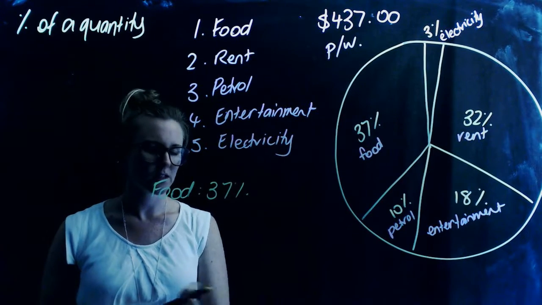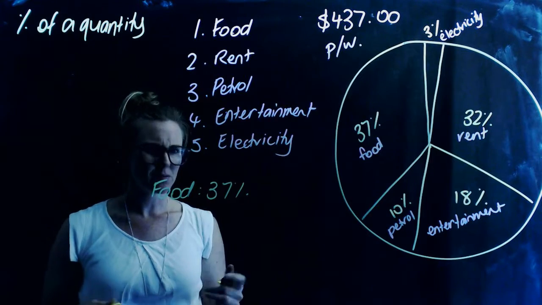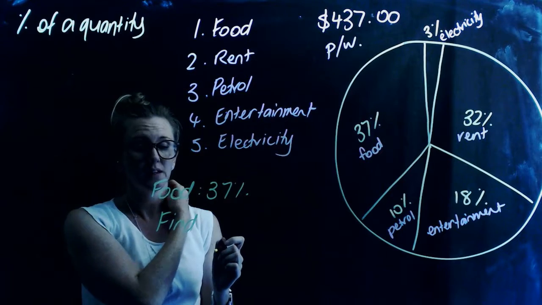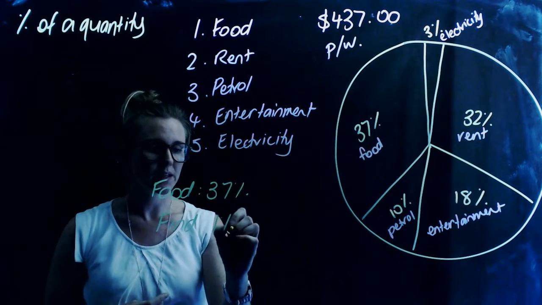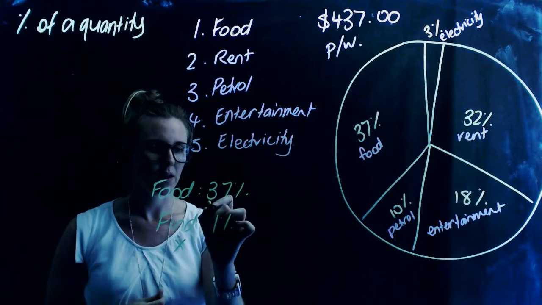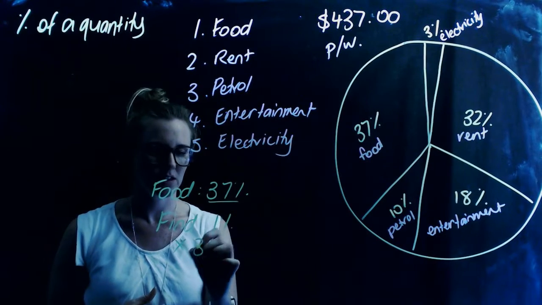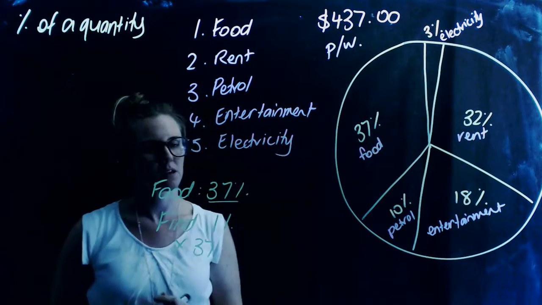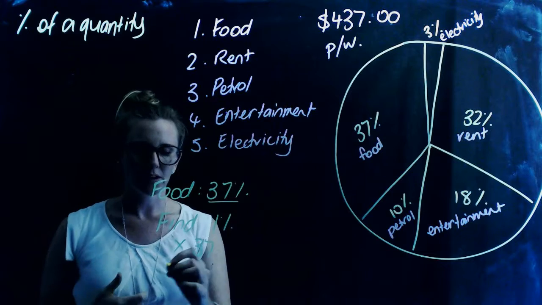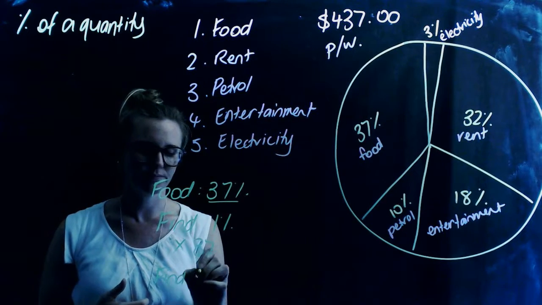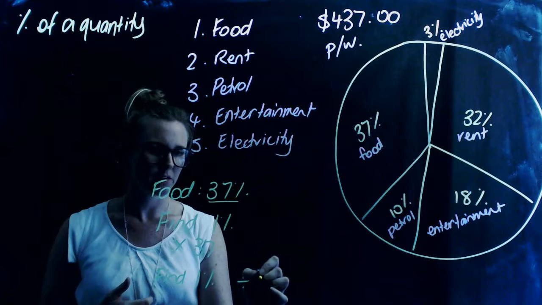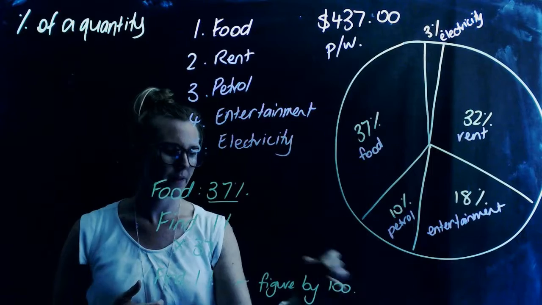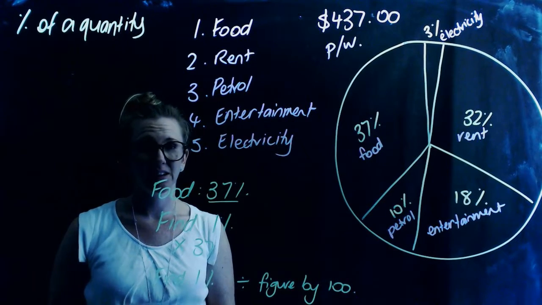The easiest way to do this, and there's a few different ways, the best one I reckon is similar to what we did of finding fractions of a quantity last term: find what 1% is and then multiply it by the number that you're actually searching for, in this case 37. For food it's 37, it might be 32 for rent, 10 for petrol, etc. To find 1% of something, all you need to do is divide the number by 100. You don't really need to use your calculator for that either.